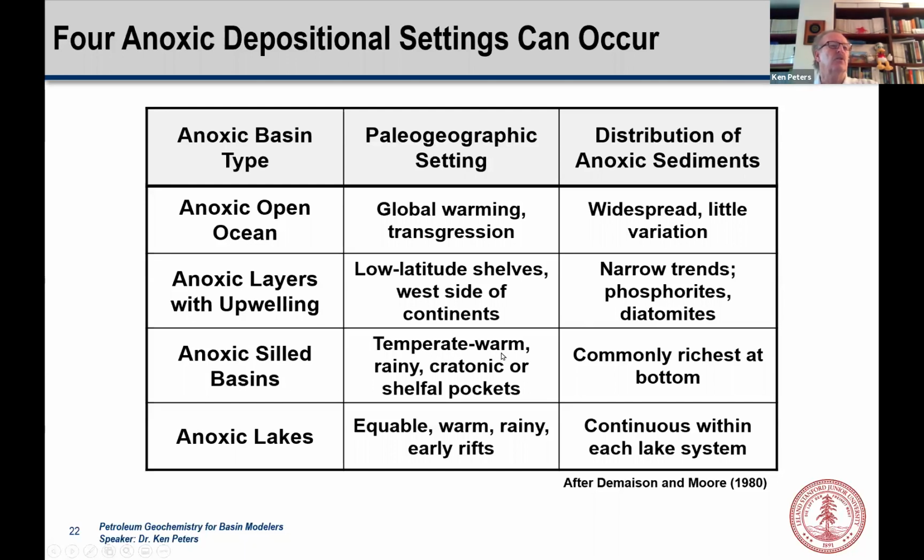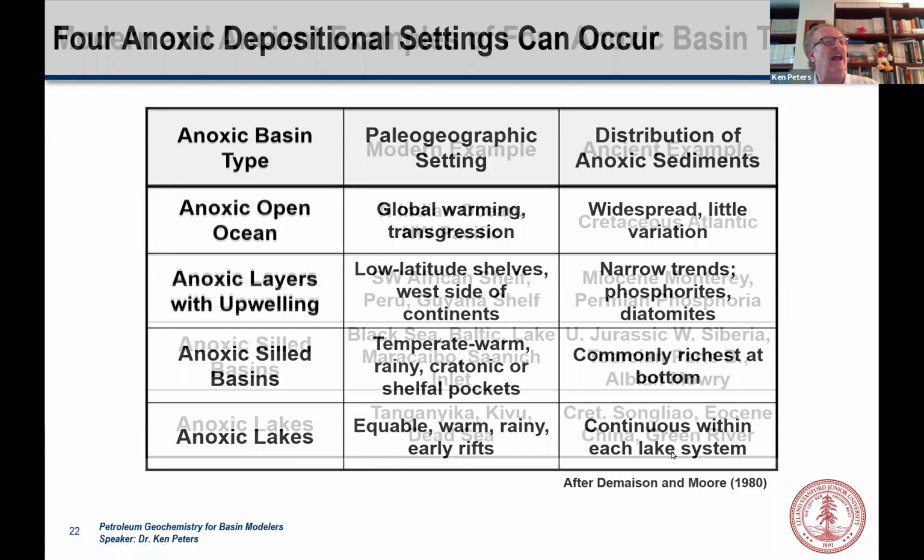Anoxic sill basins. These are temperate to warm, rainy, cratonic, or shelfal pockets. Commonly, they're richest in terms of organic matter at the bottom, the center of the basin. And then we have anoxic lakes, equable, warm, rainy, usually equatorial. Early rifts are a typical setting, continuous within each lake system.